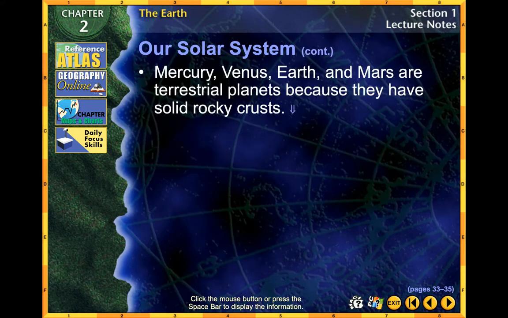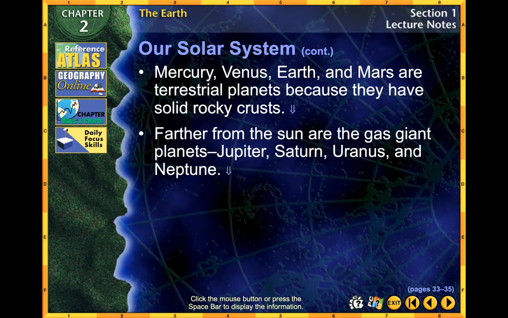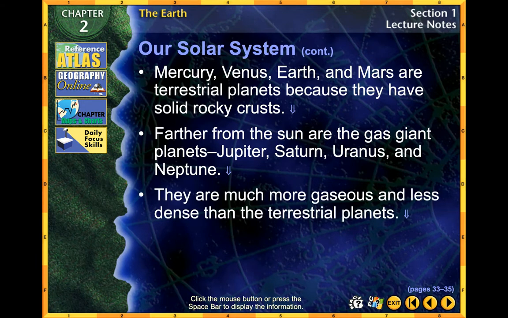Now, each planet has its own makeup. Mercury, Venus, Earth, and Mars are known as the terrestrial planets because they have solid rocky crusts. They're made out of rock. Whereas the gas giant planets, Jupiter, Saturn, Uranus, and Neptune, are gassy. There's no solid land that we're aware of, but they're held together by a strong center of gravity that holds all these gases together. They're much more gaseous, less dense.